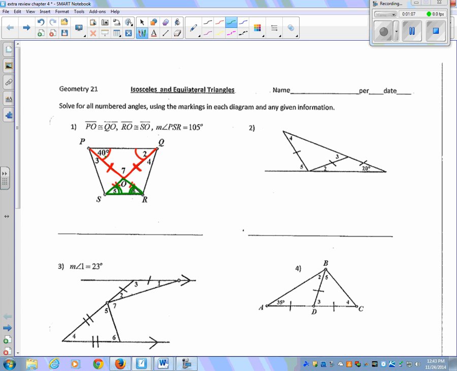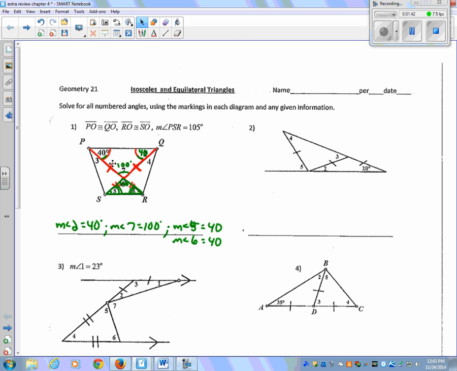So this is 40 degrees, that makes angle 2 40 degrees. And since 40 plus 40 is 80, that leaves us 100 degrees of our triangle for the measure of angle 7. And by vertical angles theorem, this angle here would be 100, which means we have 80 left for 5 and 6, and they're both the same, so each one has to be 40. Oops, 5. And by linear pair, we see that this angle here has to be 80 because it's a linear pair with the 100.